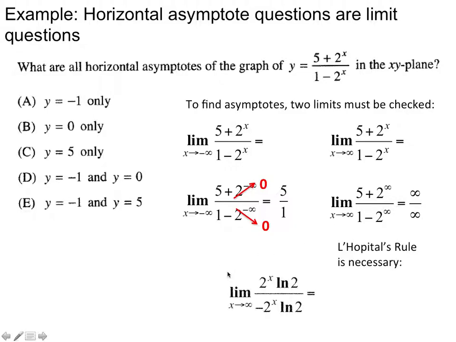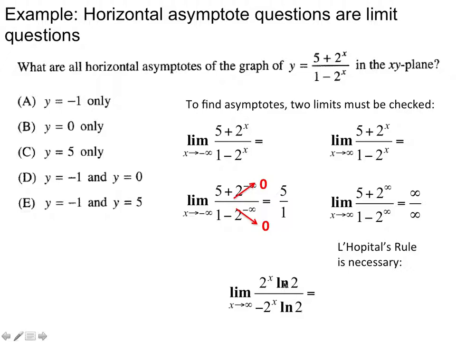So if you remember, when we differentiate e to the x, we get e to the x. We really get e to the x natural log of e, which is 1. So that helps us with a different base. This base is 2. So 2 to the x, the derivative is 2 to the x natural log 2. And then this derivative is minus 2 to the x natural log 2.